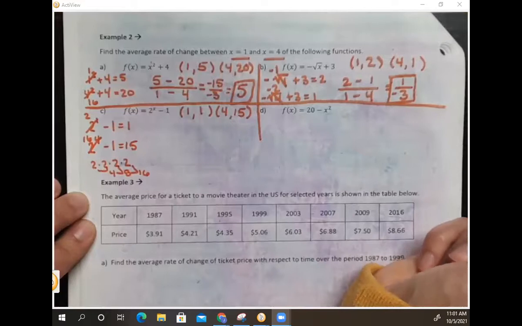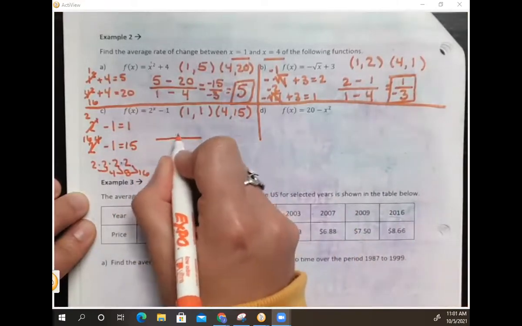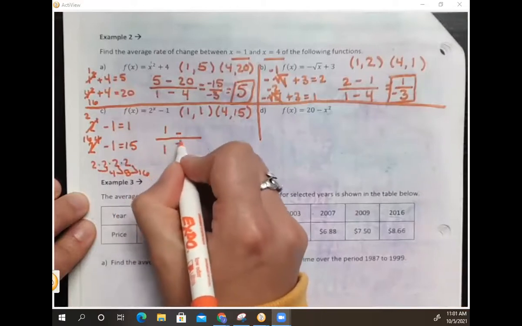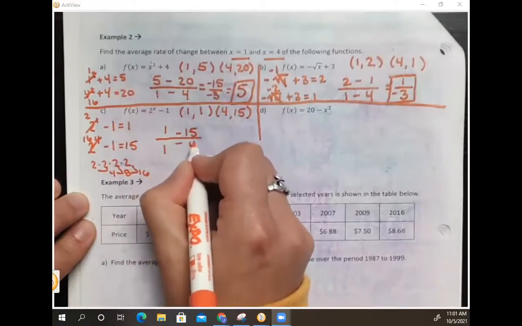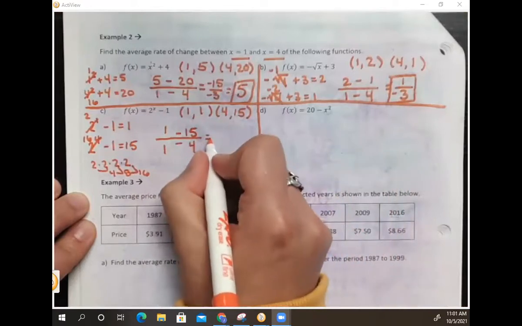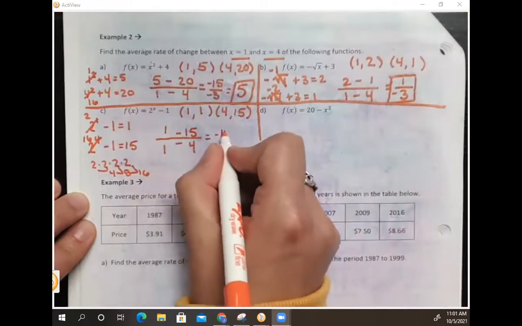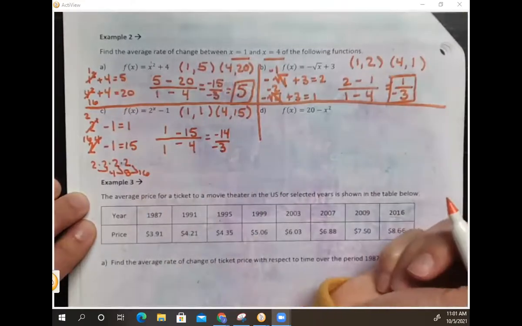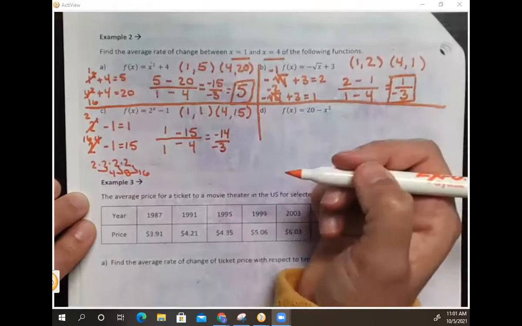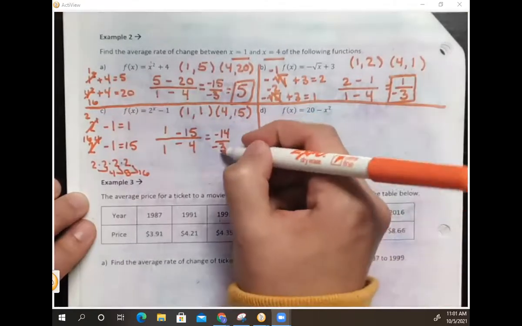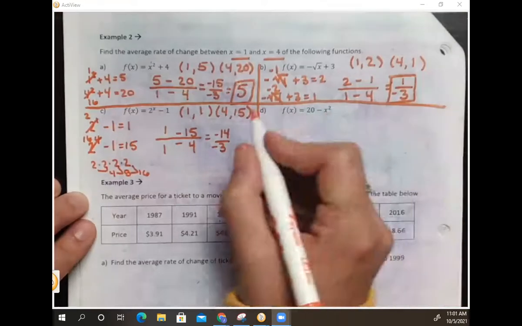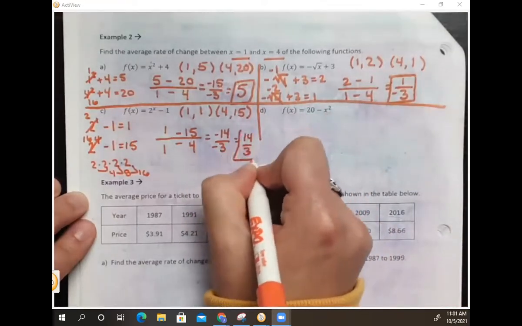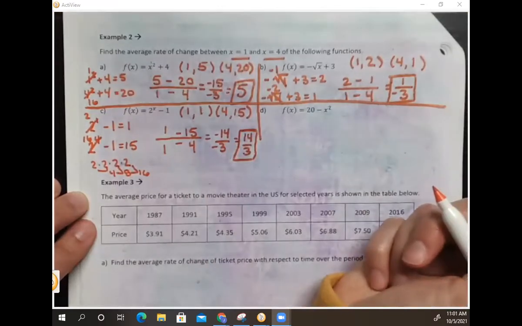And now I'm going to find the slope again. Remember, y on top, x on bottom. So 1 over 1 minus 15 over 4. 1 minus 15 is negative 14. 1 minus 4 is negative 3. I have a negative over a negative, which I can reduce to a positive. But 14 and 3 don't have any common factors. So my final answer here is just going to be 14 over 3. That's my rate of change or my slope.